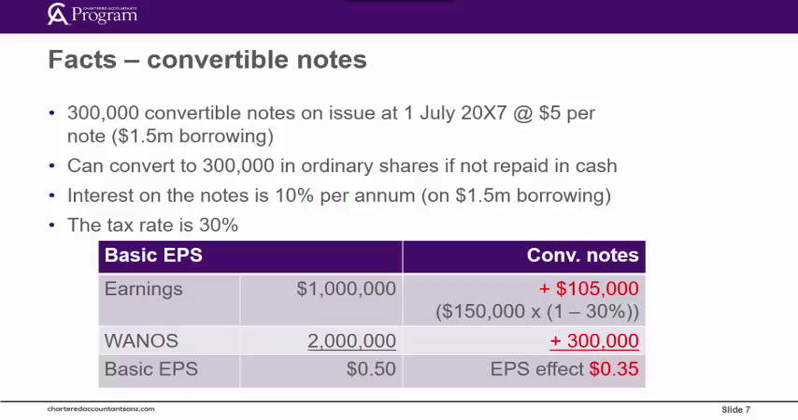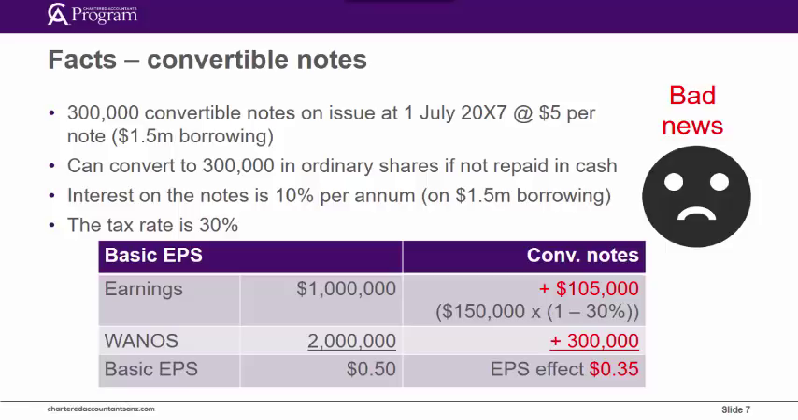Plus, on the base, they would become 300,000 ordinary shareholders, so we're adding on to the base. The incremental effect on EPS is 35 cents. And remember that our basic earnings per share was 50 cents. So the effect of the convertible notes, if they were to become ordinary shareholders, is that it would be dilutive. That's bad news for our current ordinary shareholders. So we'll be including those when we do our diluted earnings per share calculation.